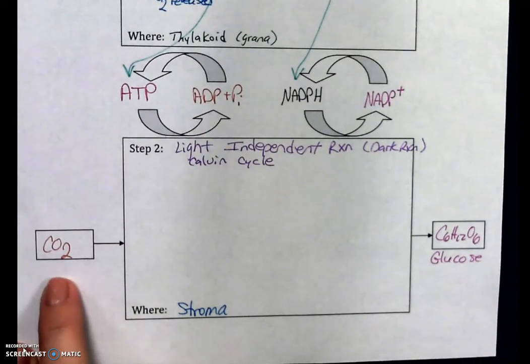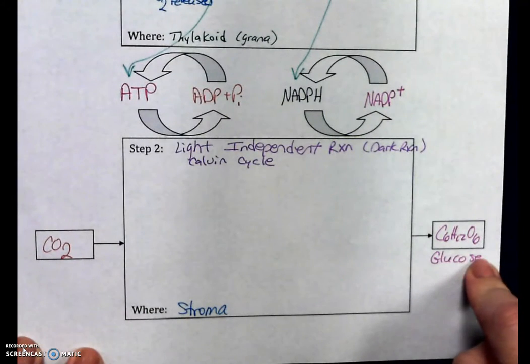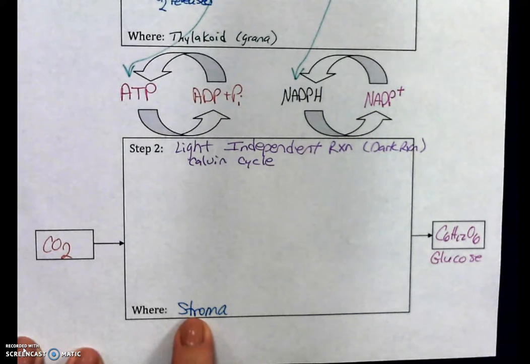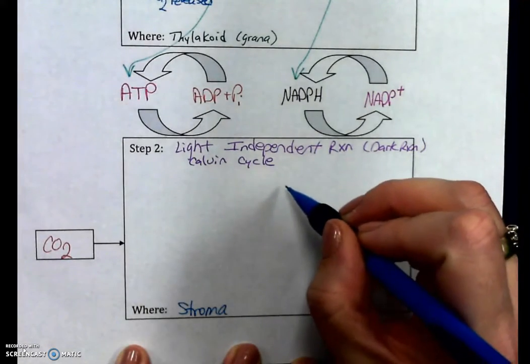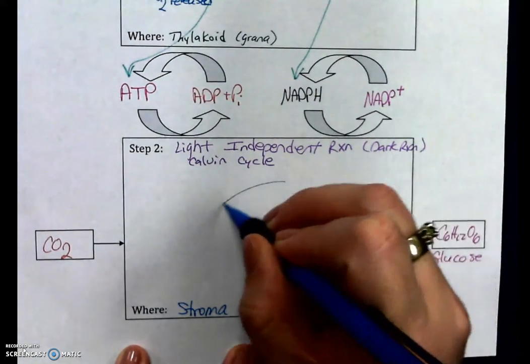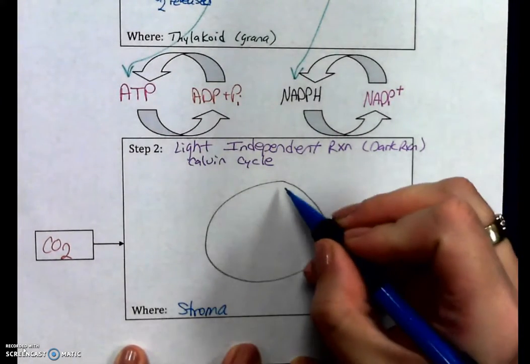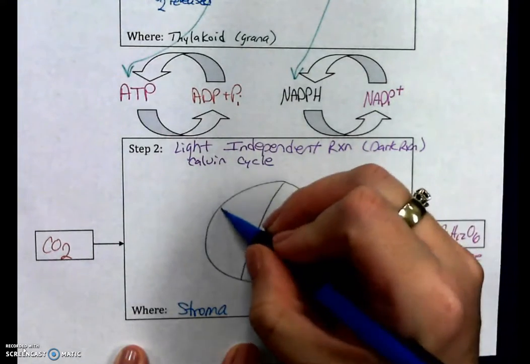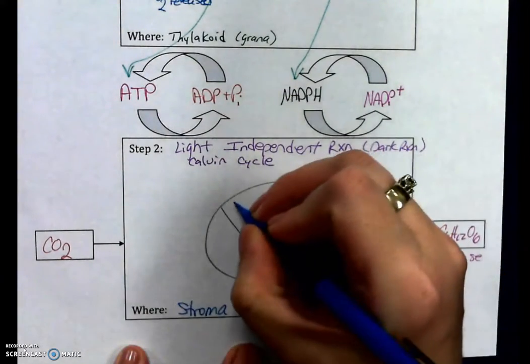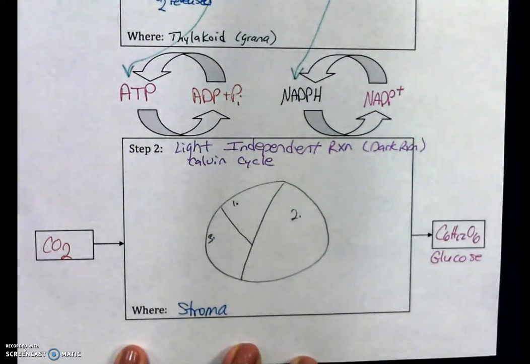We had already filled in the fact that the CO2 enters the light independent reaction and that glucose leaves it, and that this takes place in the stroma. What we want to do is just one more time make a simplified version of what is happening. It might get a little complicated, but we have our cycle, our circle, and we just want to divide it into 3 parts, something like this, where step 1, step 2, step 3.